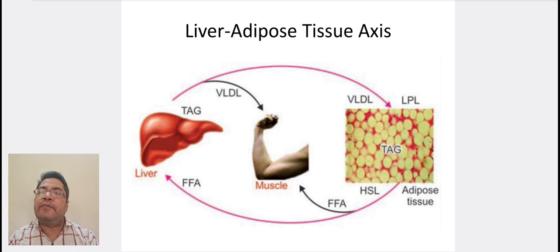In this diagram, we can see the liver adipose tissue axis. Liver synthesizes triacylglycerol. Then, with the help of VLDL, it enters into the muscle tissue and adipose tissue. Then again, in the adipose tissue, it turns back to form free fatty acids to enter into muscle tissue and liver.